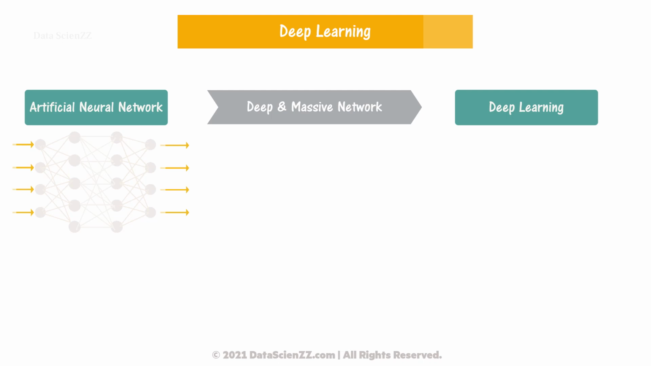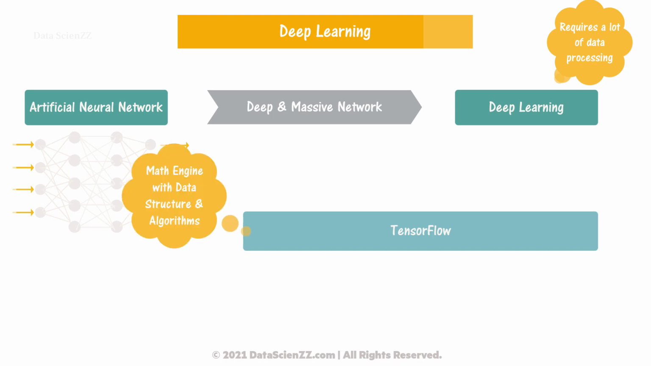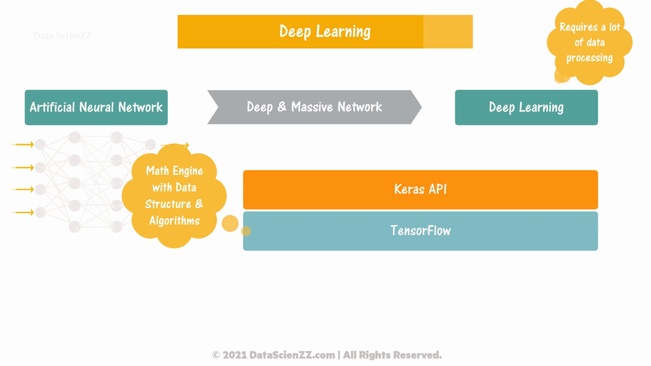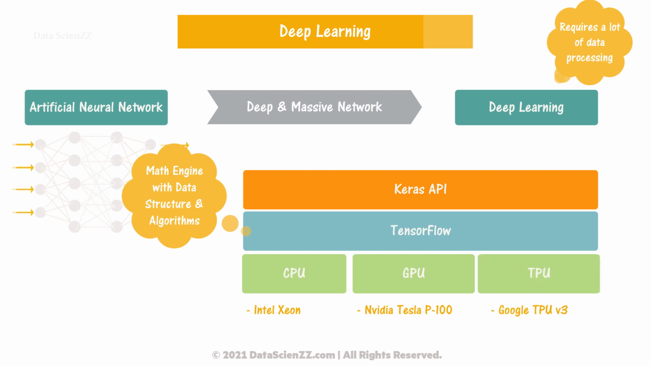As you can imagine, deep learning is a method of building complex neural network that involves a lot of data processing. To make it simple, there came TensorFlow, a mathematical engine with inbuilt data structure and machine learning algorithms as the foundation. On top of TensorFlow, there is Keras, an interface to build complex neural networks. To run complex machine and deep learning models, we also need the right hardware, where we have CPUs like Intel Xeon. Next, GPUs like NVIDIA Tesla P100. And TPUs like Google TPU v3.